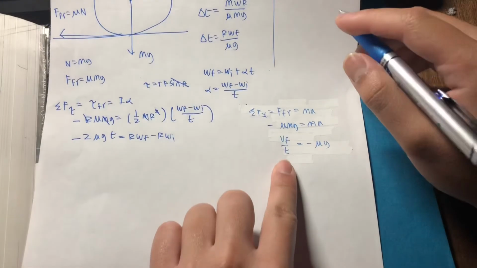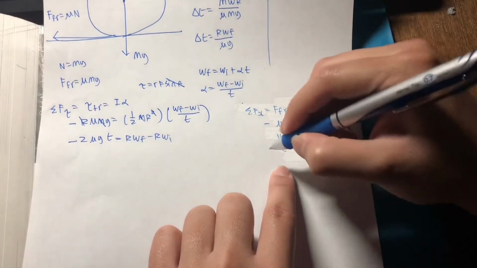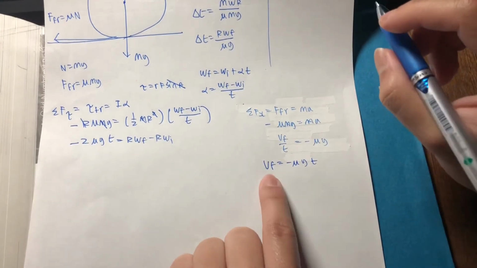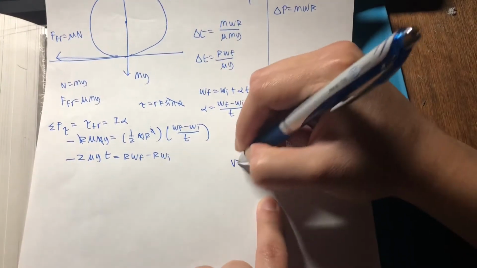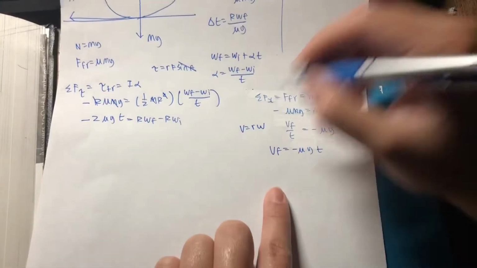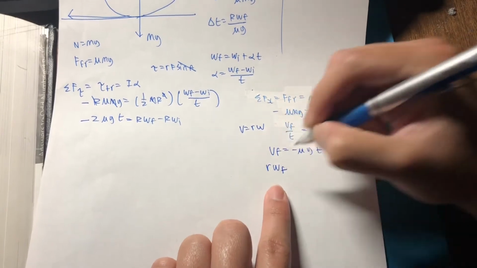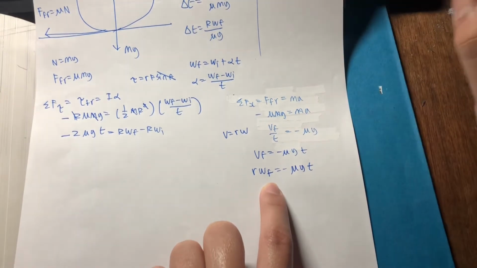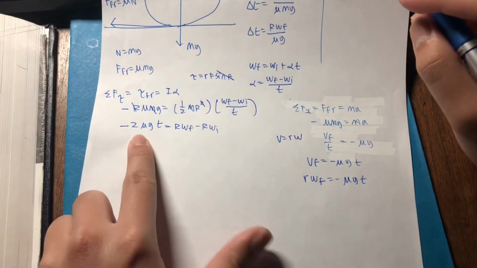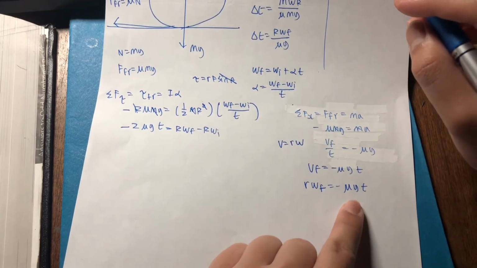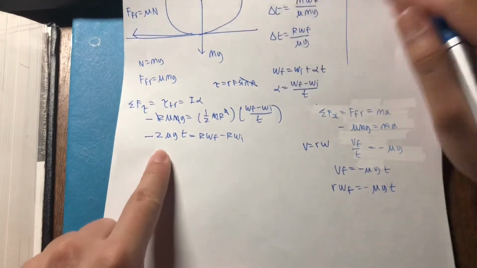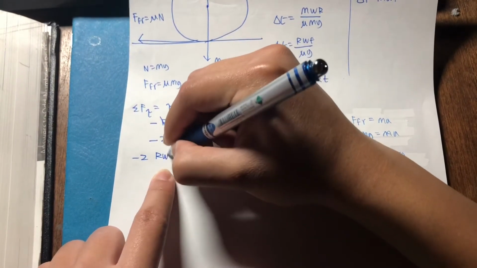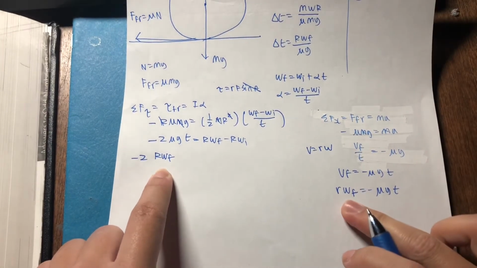And once you're here, you can multiply both sides by t, and you'll get final velocity equals negative mu gt. And you know that velocity is equal to r omega. So r omega final, again only final because that's all we care about, equals negative mu gt. And well, look at that. You have negative 2 mu gt and negative mu gt. Well, that's telling you that this is negative 2 r omega final. Isn't that nice?